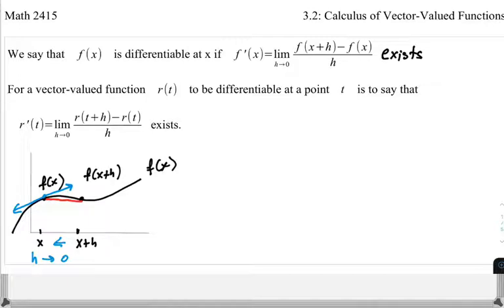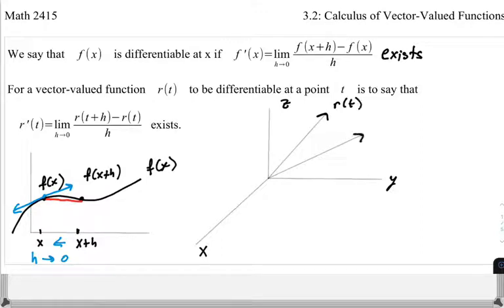And then for a vector valued function r of t to be differentiable at a point t is to say that r prime of t is equal to the limit as h goes to 0 of r of t plus h minus r of t all over h, if that exists. So we can draw a sketch of sort of what's going on here. So here's your vector r of t, and then our r of t plus h, and we're going to let h go to 0, and so r of t plus h is going to get closer and closer to r of t. The green vector I've drawn there is r of t plus h minus r of t.